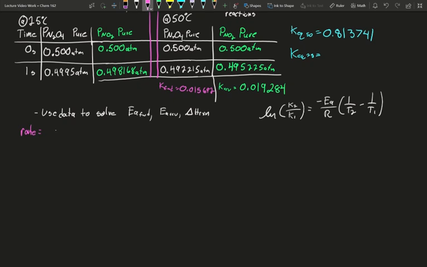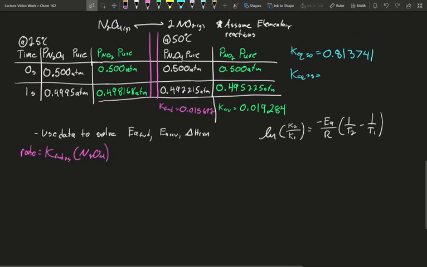Remember that our rate is going to equal the constant forward at 25 times the N2O4 pressure. It's an elementary reaction, so it's just the starting material. There's just one of it in the balanced reaction. And since it's an elementary step, we are assuming I would just need it to the first power. As this is first order, it's only a single N2O4 breaking apart, I can use the integrated rate law that the natural log of my pressure initial divided by my pressure at time is going to equal K times my time.